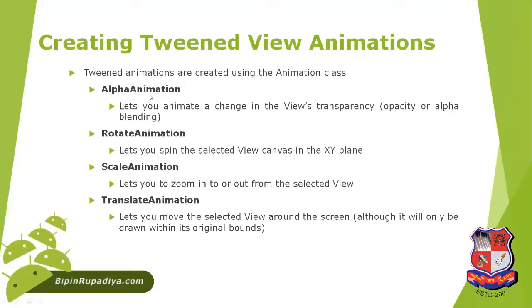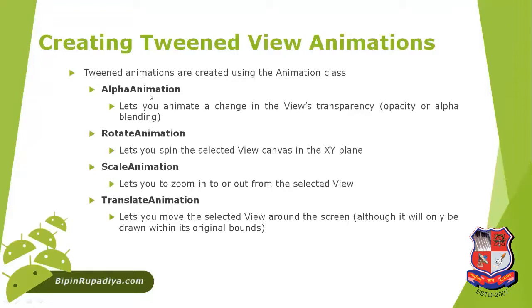Then the scale animation. If you want to make your object larger or smaller, or zoom in or zoom out, you can do that with the help of scale animation. And the last one is the translate animation. If you want to translate the position of your object on your screen, you can do it with translate animation.